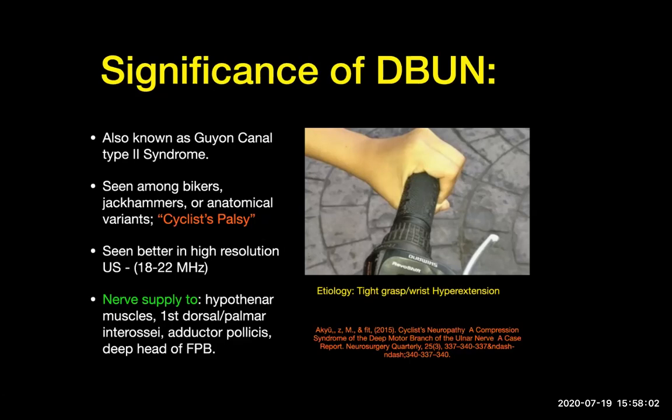bike, you really have to grasp tightly, and there is a hyperextension. So the smaller the grip is, the higher the amount of grip that you will have to apply. That's why some cyclists actually increase the grip size of the bike so that they will not be gripping it too much, because the smaller it becomes, you have a tendency to grasp it more and to hyperextend it more, causing this kind of problem. So when you do this, you can develop this kind of problem of deep branch of the ulnar nerve neuropathy.